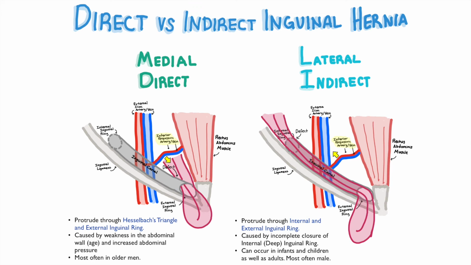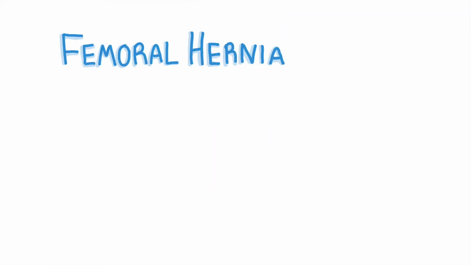As we can see in the diagram, as highlighted by the yellow arrows, the indirect hernia enters through the internal inguinal ring, which is lateral to the inferior epigastric vessels. The indirect inguinal hernia then proceeds to protrude all the way through the inguinal canal and out the external inguinal ring. Now let's talk about femoral hernias, a relatively rare type of hernia.